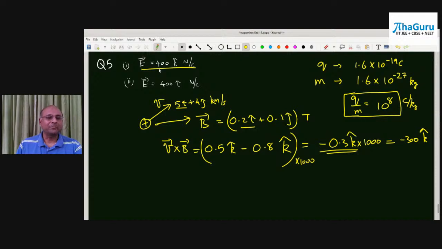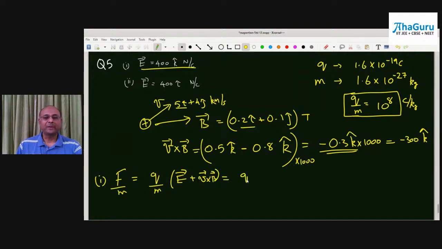So we can now get to the force for the first case. Force is Q, and force by mass will be acceleration. So Q by M into E plus V cross B. But remember that you have to do this with vectors.